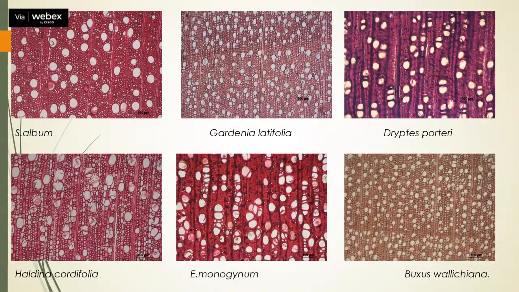Here you can see the Santalum album and other wood structures in the cross section only. In Santalum album, you can see the vessels are solitary, but Gardenia is also solitary, and a few are there. In Dryptes again, we can see radial multiples, and Erythroxylum also we can see the radial multiples. Haldina also you can see the radial multiples.